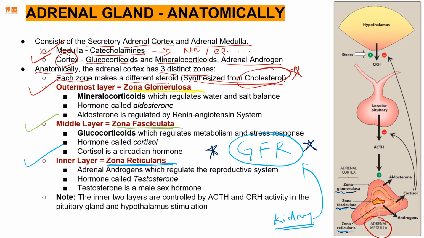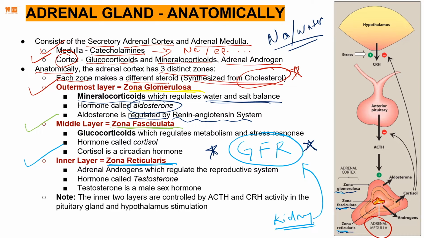Now let's take a look at their functions. First of all, glomerulosa makes mineralocorticoids, which regulate water and salt balance. In other words, sodium and water retention. So it works on sodium-water cycles. The hormone that acts in this sense is aldosterone, and aldosterone is regulated by a system known as the Renin-Angiotensin System.